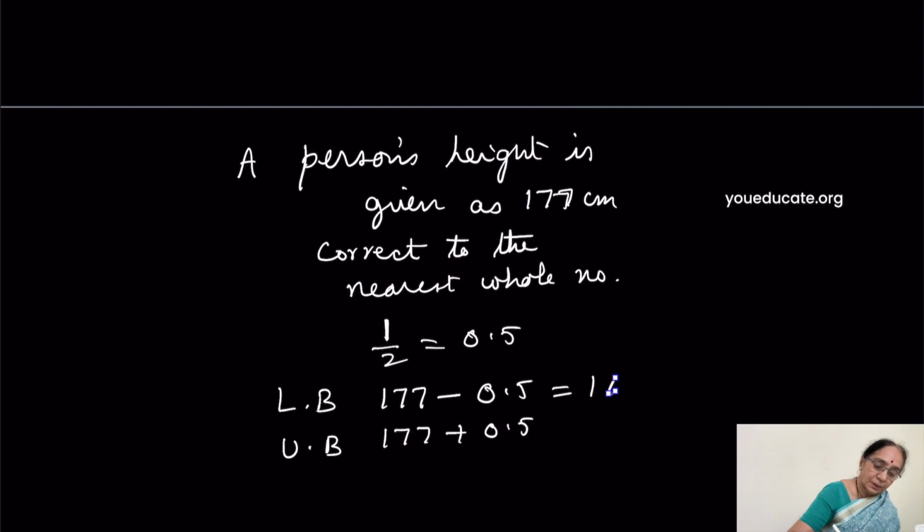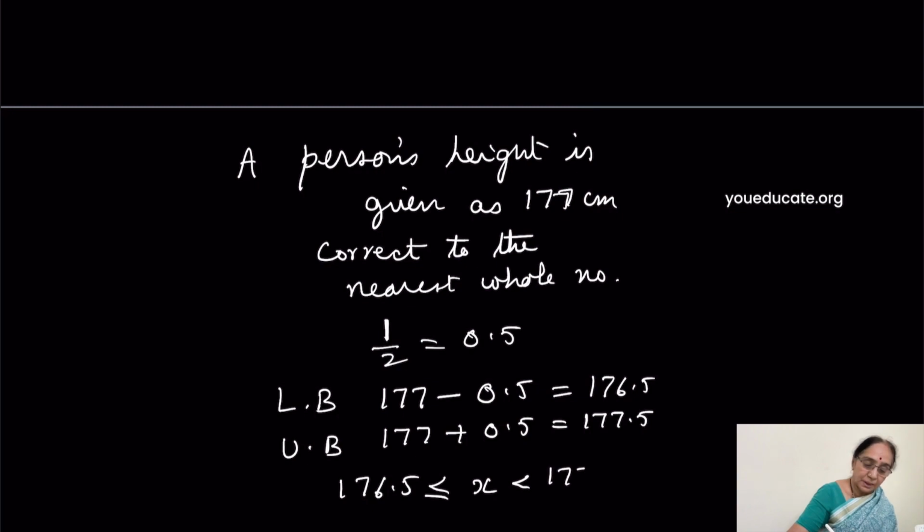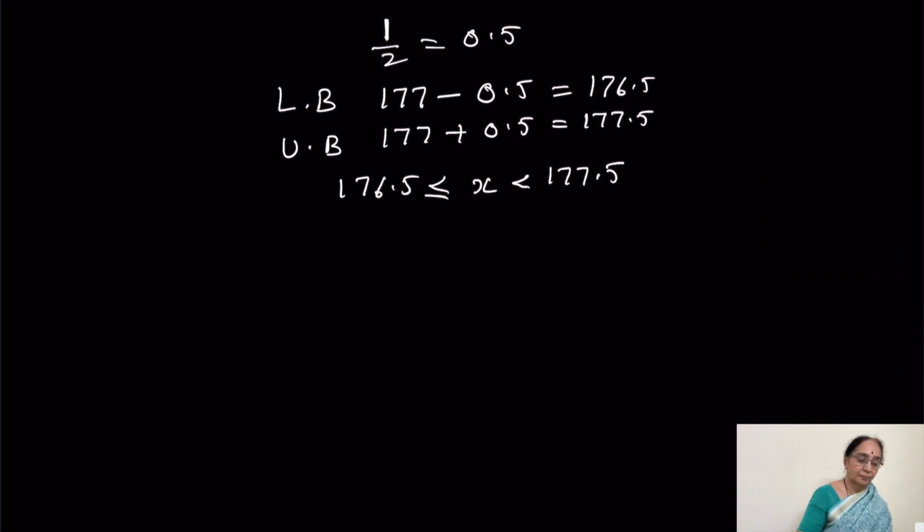So 177 minus 0.5 is 176.5, and this will be 177.5. So if you want to put it as an inequality, 176.5 less than or equal to x, which is the height, less than 177.5. The equal to is on the left, but the equal to is not on the right side of x. So the upper bound is 177.5, the lower bound is 176.5.